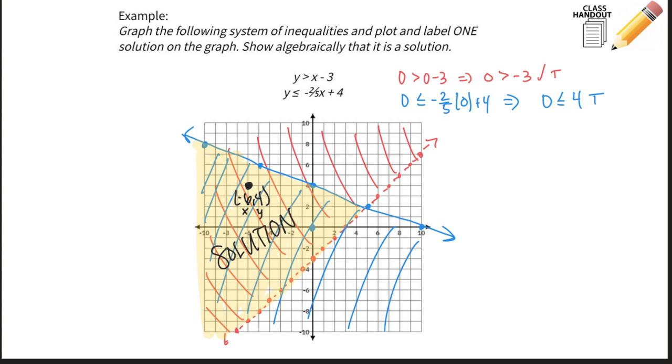Starting with my first equation, y is greater than x minus 3. We're going to plug in -6, 4. So it's going to be 4 is greater than -6 minus 3, so 4 is greater than -9. That is true. Now we're going to plug it into the second equation, y is less than or equal to -2 over 5x plus 4. So 4 is less than or equal to -2 over 5 times -6 plus 4.